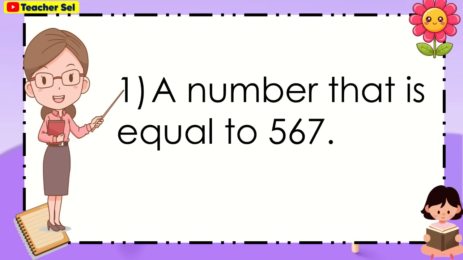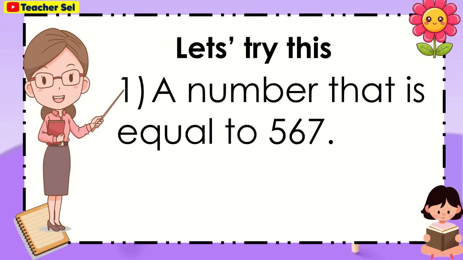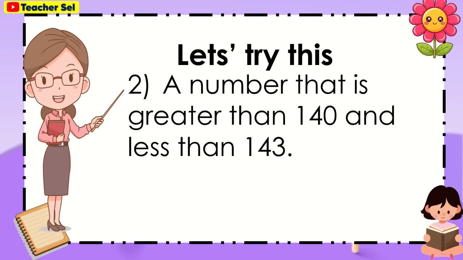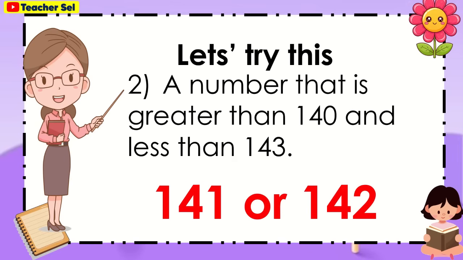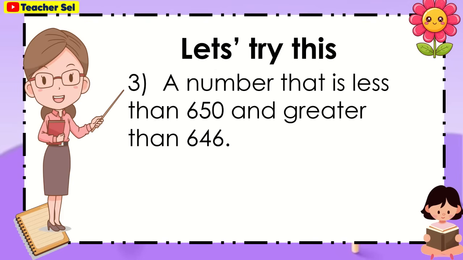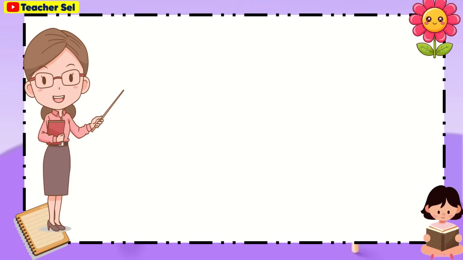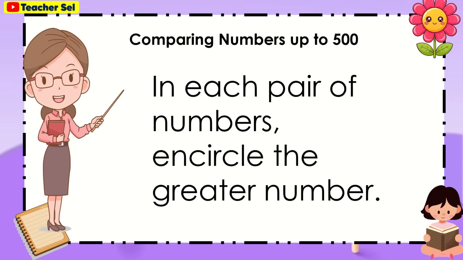A number that is equal to 567. A number that is greater than 140 and less than 143. The answer is 141 or 142. A number that is less than 650 and greater than 646. The answers are 647, 648, or 649.